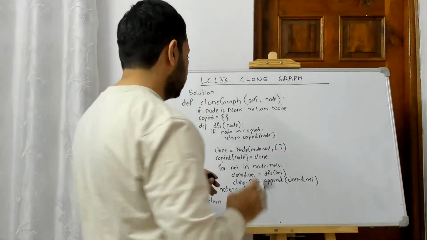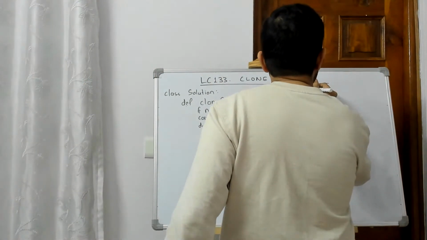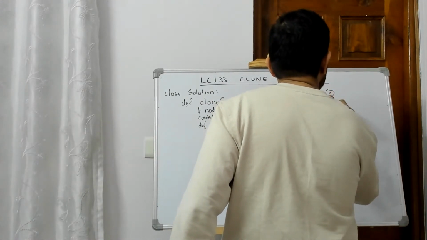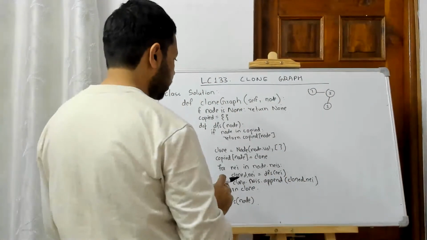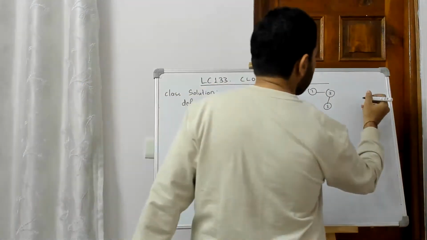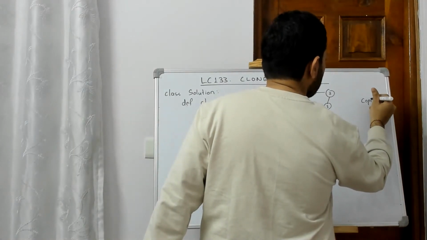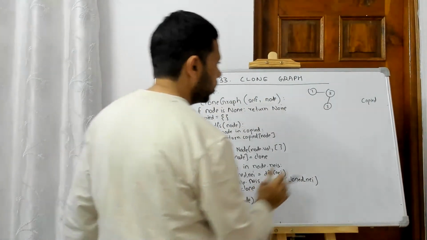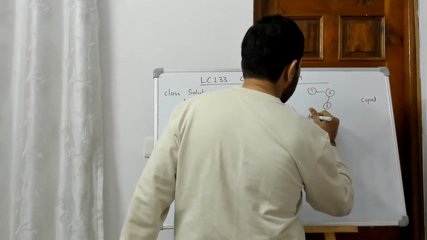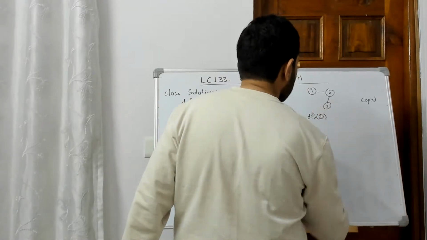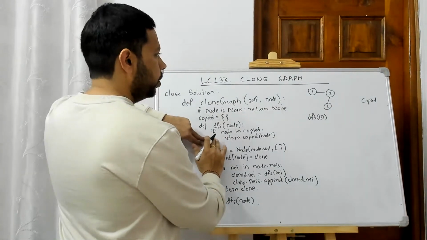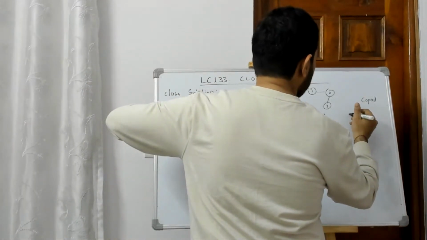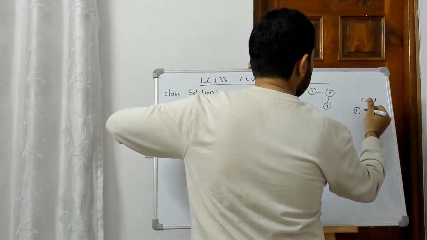I can show you how this works on a small graph. Let's say you have 1, 2, and 3. I'll have this copied list. So first you call DFS on 1. When you call DFS on 1, 1 is not present in copied. So you come here, and you create a clone of 1.